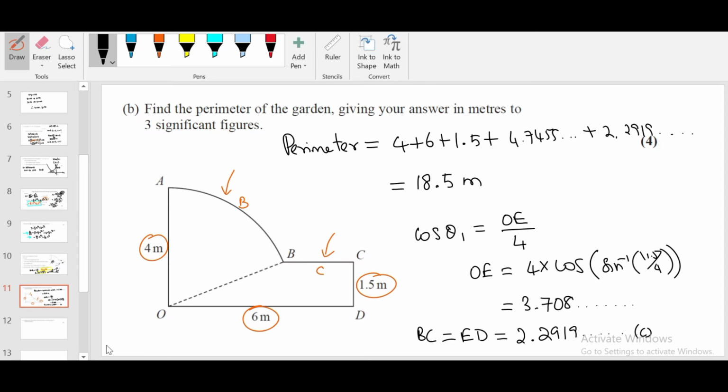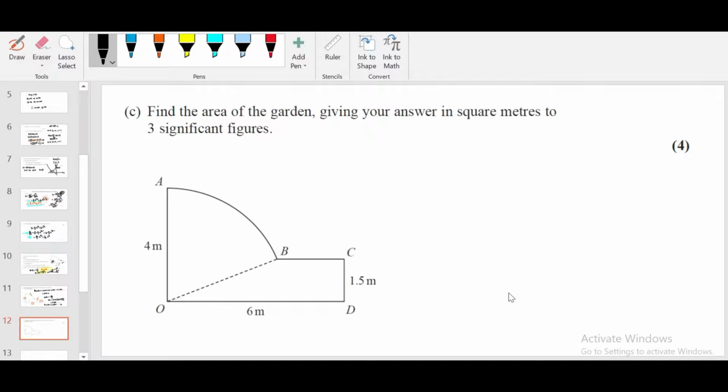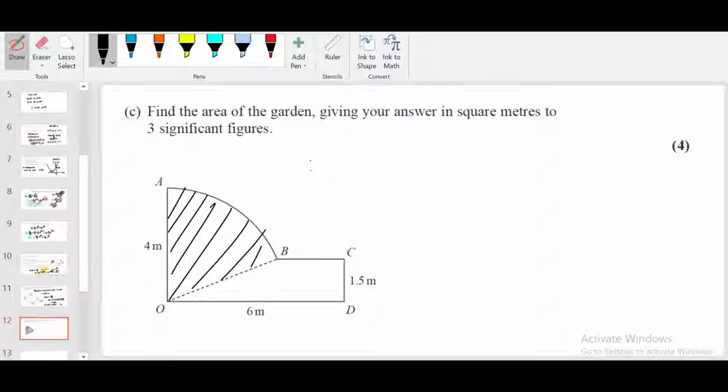I'm going to move on to part C now. Part C says find the area now. Find the area of this shape. So what we can do, we can divide the irregular shape into some regular shapes. You can find the area of this sector. So area is equal to half r squared theta, which was 1.186, etc.